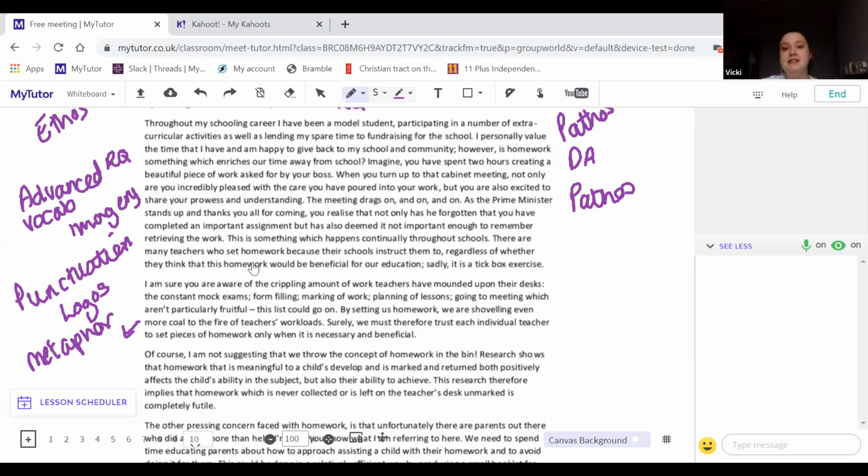So here I'm starting to go down the line. I've started off by saying, you know, homework can be really pointless if we don't hand it in, but I'm now starting to say homework can be helpful, but teachers need to make that judgment and not be told every Friday you set homework, which is linking to that logos of logic, essentially.